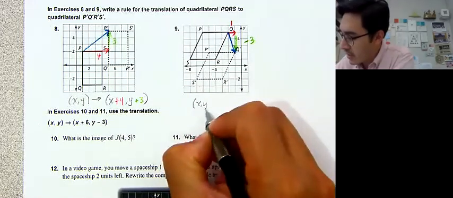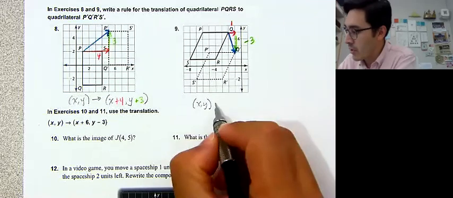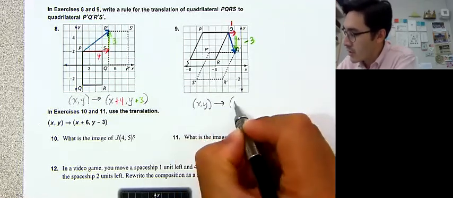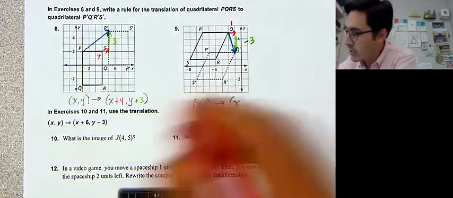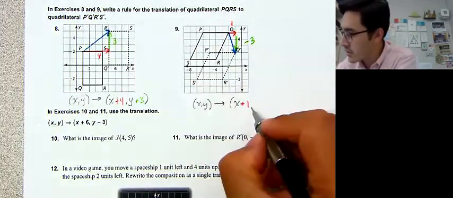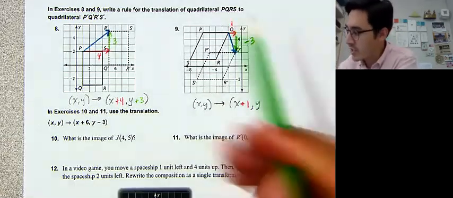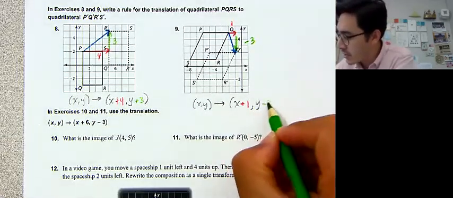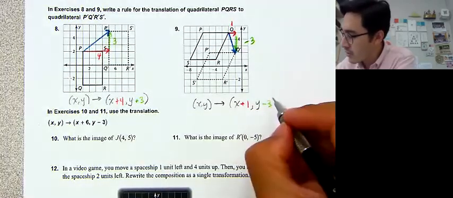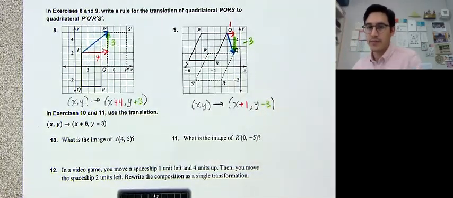So we'll write x comma y, just generic coordinates. But then the x coordinate will increase by 1. That's our horizontal component. And then the y coordinate is going to decrease by 3. And that's related to the vertical component of our vector.